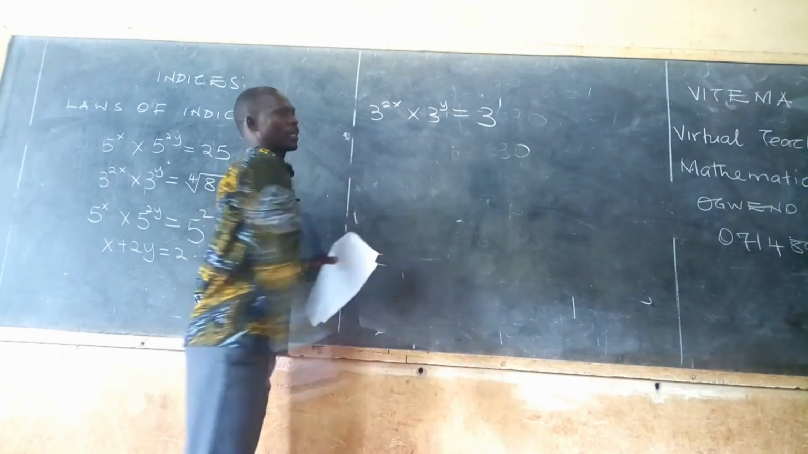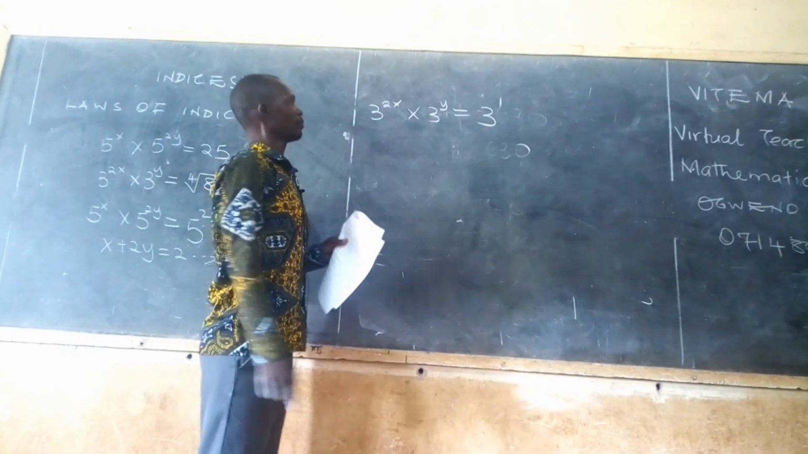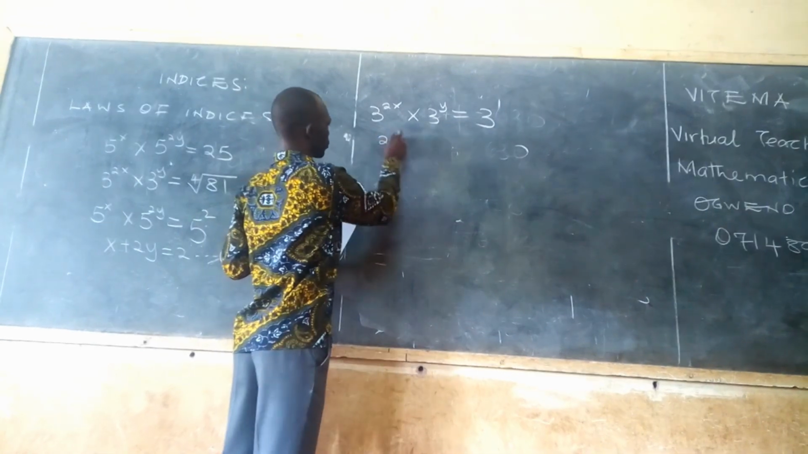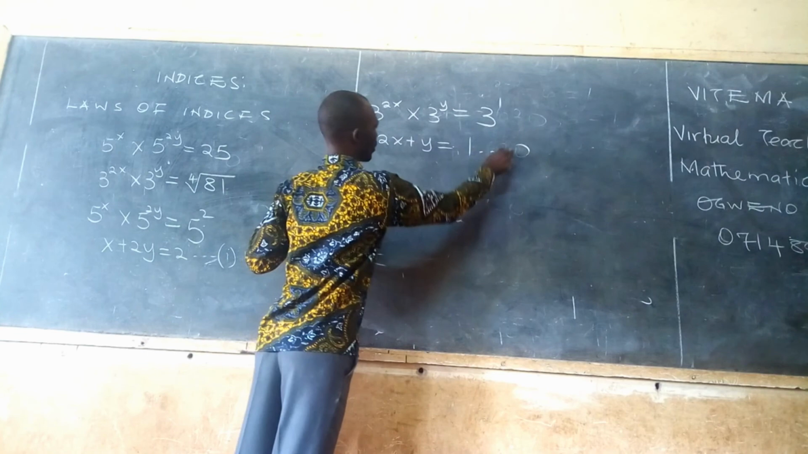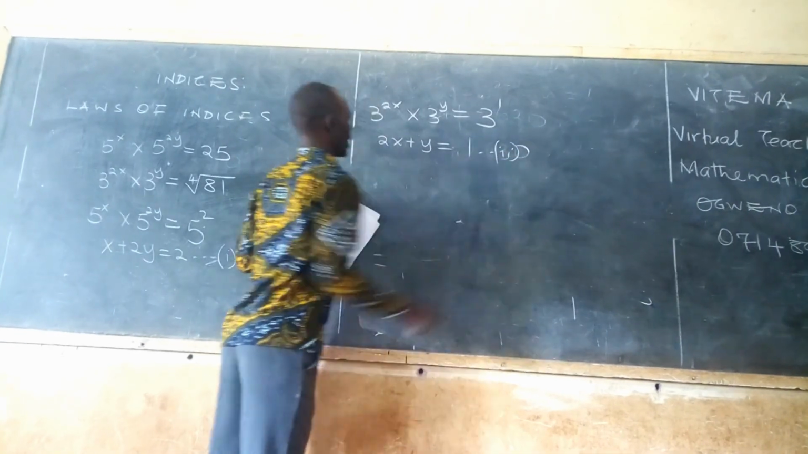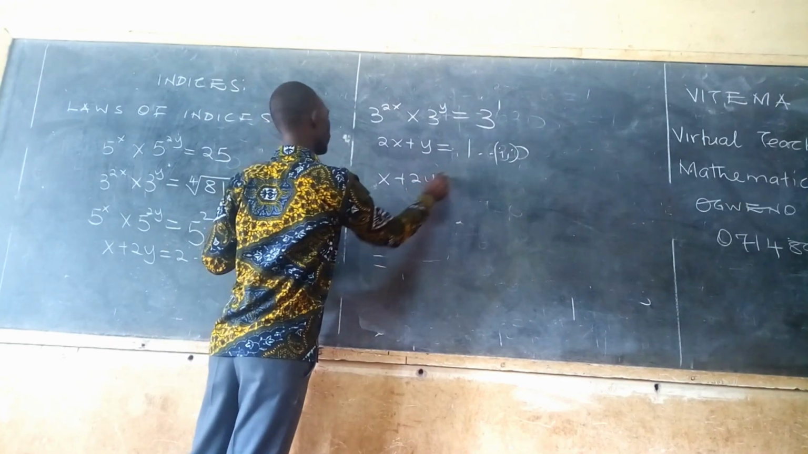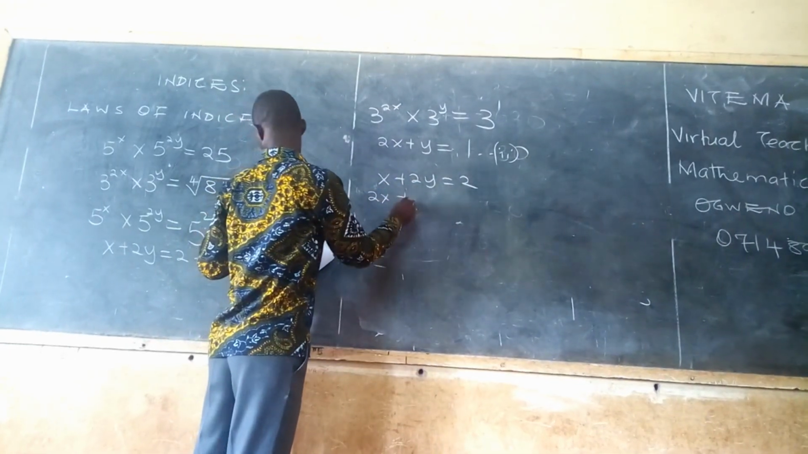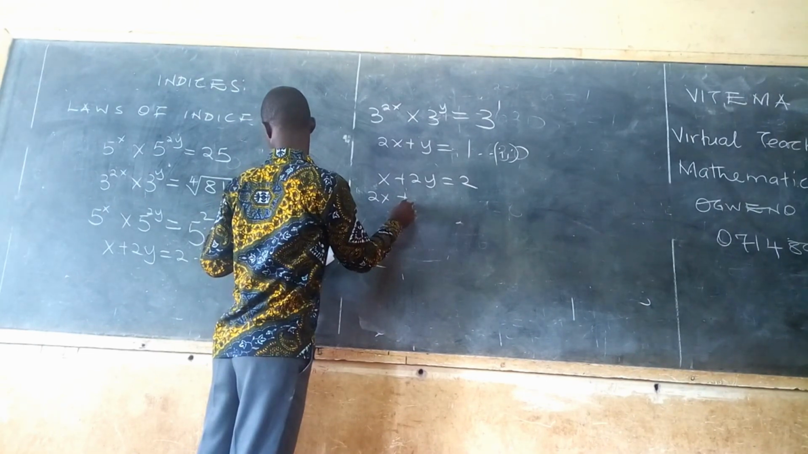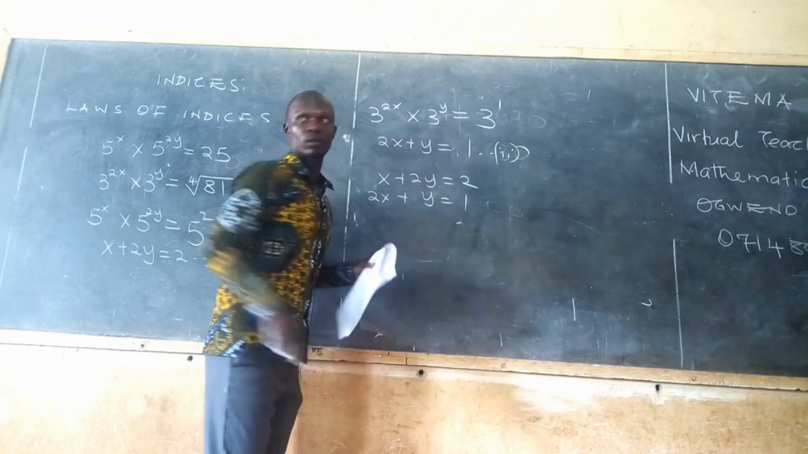Are you seeing now the bases are the same? Now that the bases are the same, we can have 2x plus y equals 1 as our equation 2. And therefore, we now have x plus 2y equals 2, and 2x plus y equals what? 1.